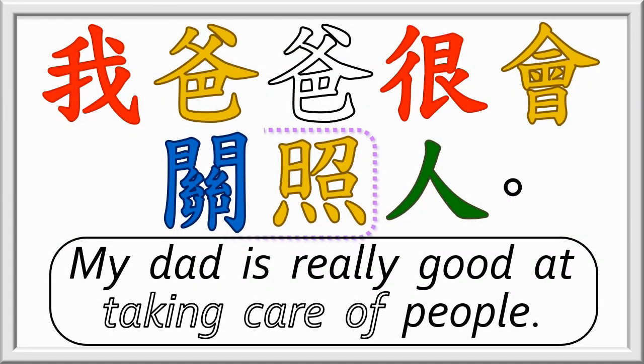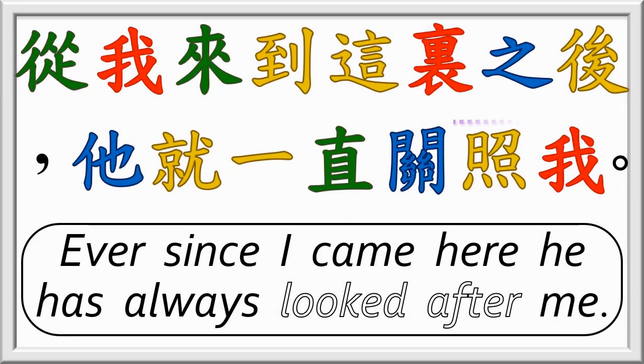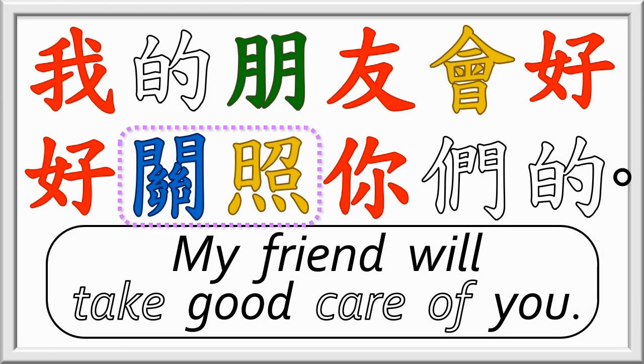More useful and more common than 照看 is the phrase 关照, also meaning to look after or keep an eye on, which is similar in construction to 关心, to show one's concern toward a person or situation. 我爸爸很会关照人。My dad is really good at taking care of people, making them feel at home. 从我来到这里之后，他就一直关照我。Ever since I came here, he's always looked after me. 我的朋友会好好关照你们的。My friend will see to all your needs.